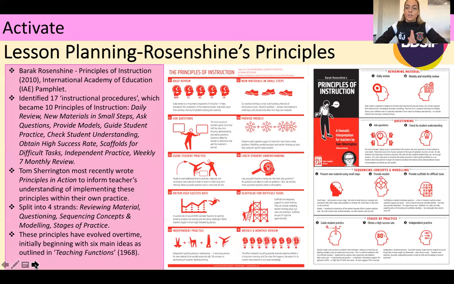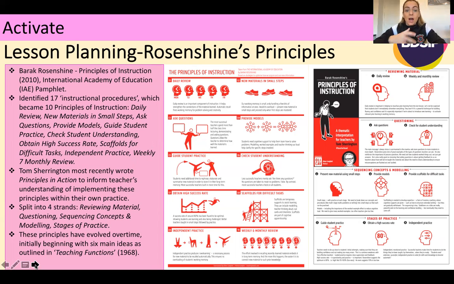So I'm going to start off with Rosenshine's principles. We know that this is really popular at the moment with teaching and learning. So originally they were 17 instructional procedures, and they followed daily review, new materials in small steps, ask questions, provide models, guide student practice, check student understanding, obtain high success rate, scaffolds for difficult tasks, independent practice, weekly and monthly review. So what happened was Tom Sherrington, he simplified these into 4 models, which are reviewing material, questioning, sequencing concepts, and modelling, and stages of practice.